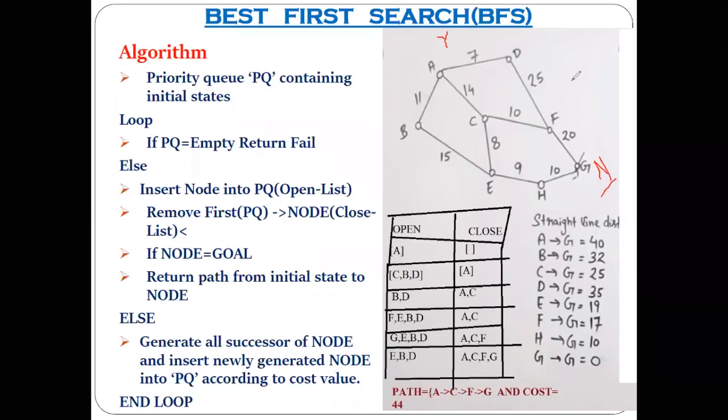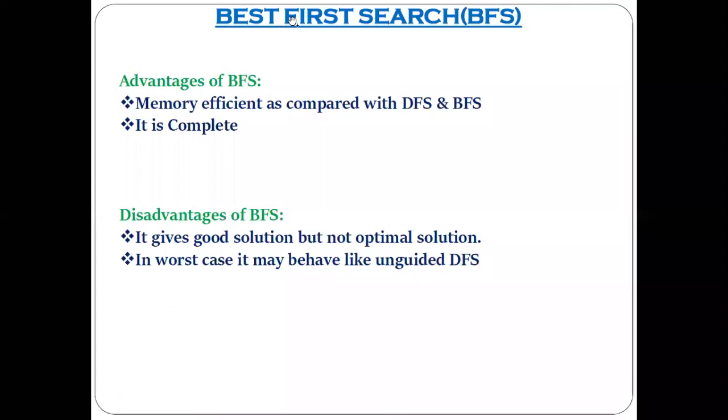Now, what is the probability that that person will definitely tell you the correct path? Can you say 100% probability of correctness is there? No. And that is the reason, if that person tells you the wrong path, then you may reach some other location instead of Nashik, correct or not? And that is the meaning of in worst case. It may behave like the unguided DFS.